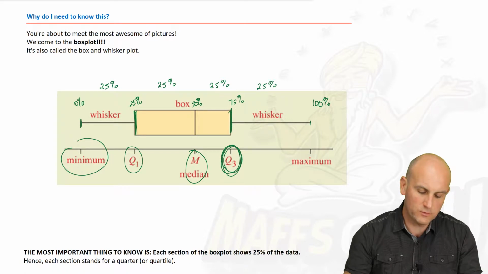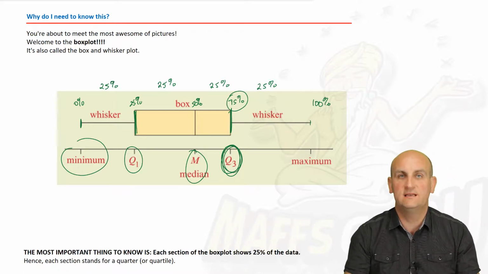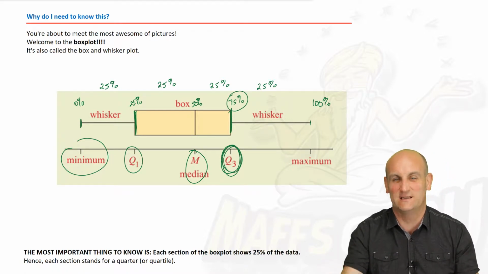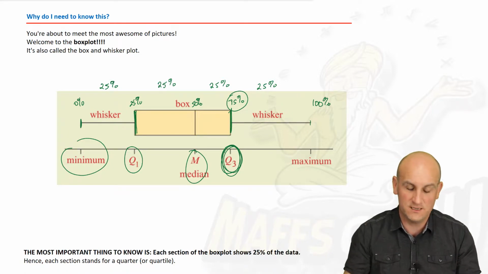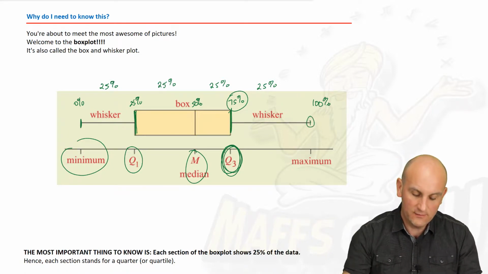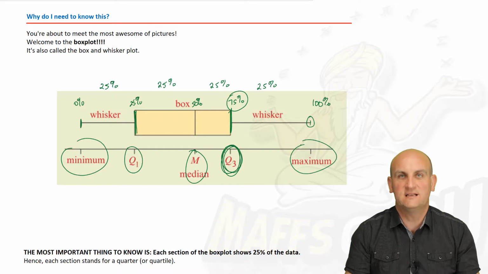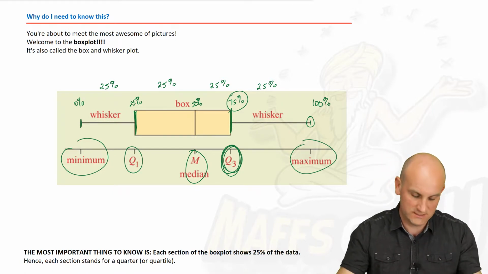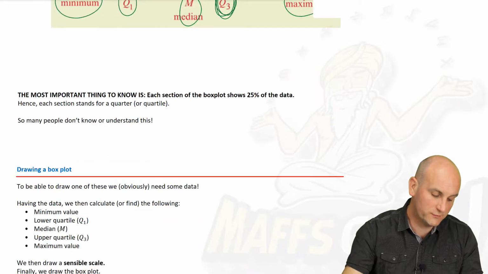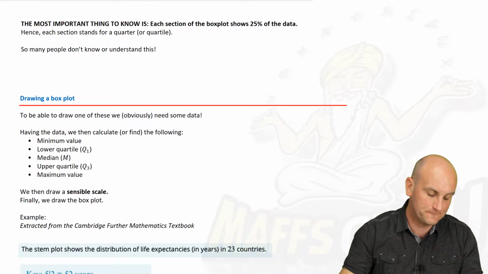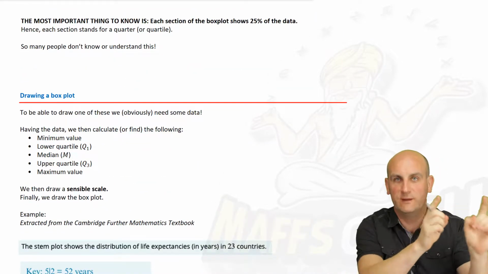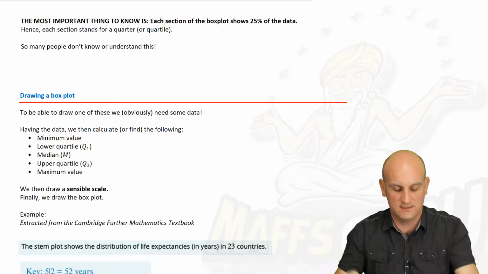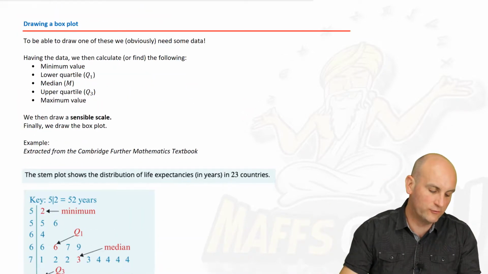So my upper quartile actually is where my 75th percent is. That's where 3/4 of my data is. And finally, this value here is my maximum, my highest value. So understanding that is just amazing. What you've just got to realize, as I say over and over again, is that a box plot talks about 25% of data. So let's have a look at drawing a box plot.